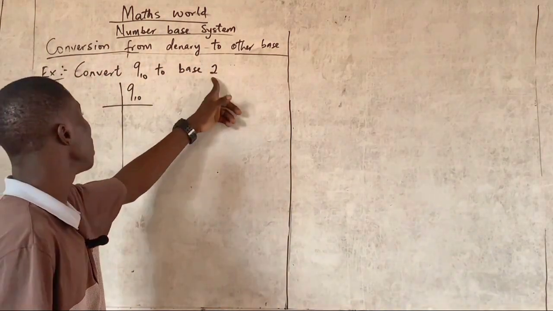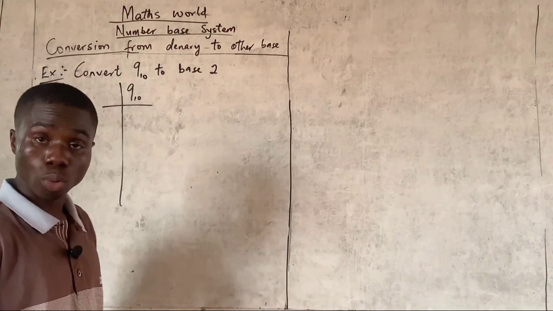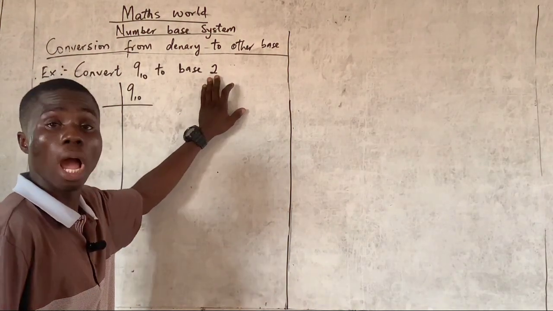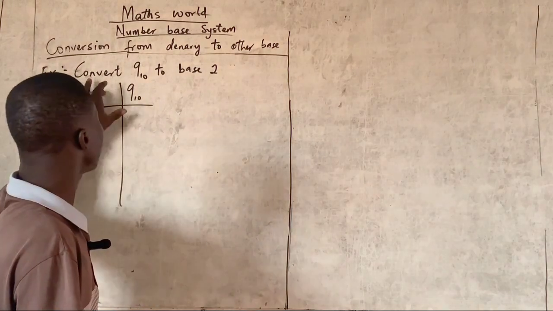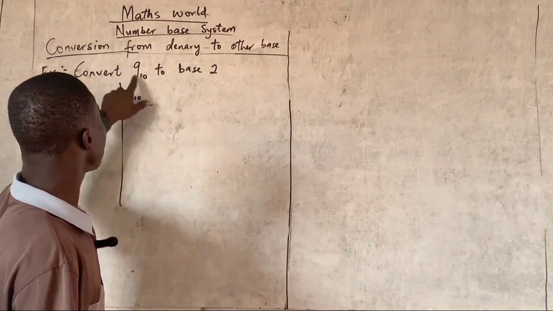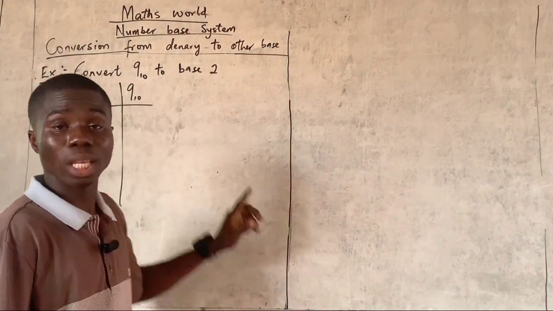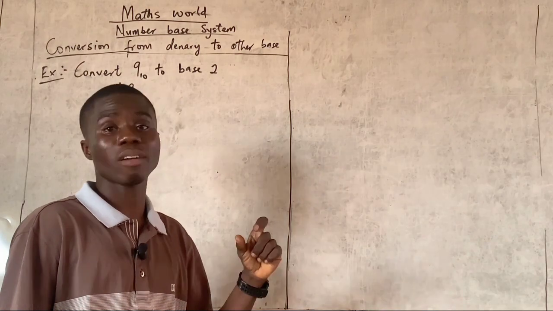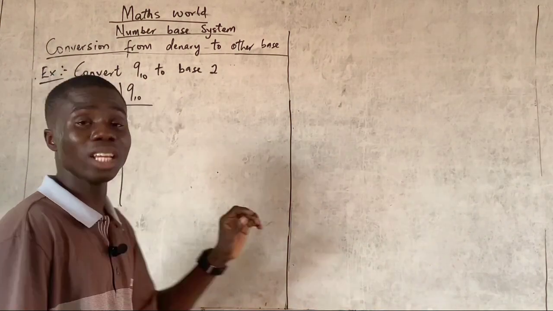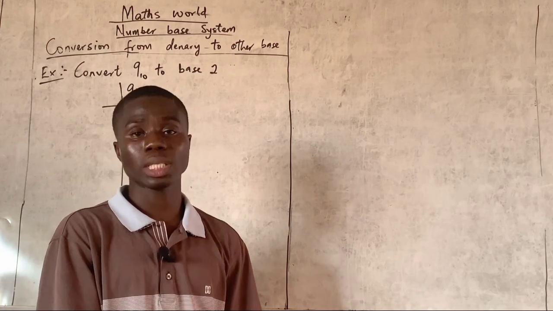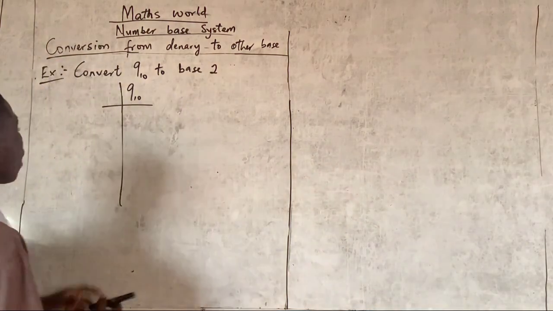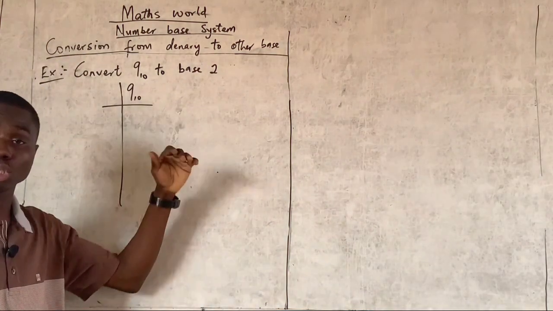If we are converting to base 3, I will use 3 to divide throughout. If I'm converting to base 2, I'm using 2 to divide throughout. If I'm converting to base 9, I'm using 9 to divide throughout. Remember, this 9 is in base 10, it is not in base 9. Note that very well. The base is being written, and if they did not write a base under it, it means it's in base 10. Just note that also.